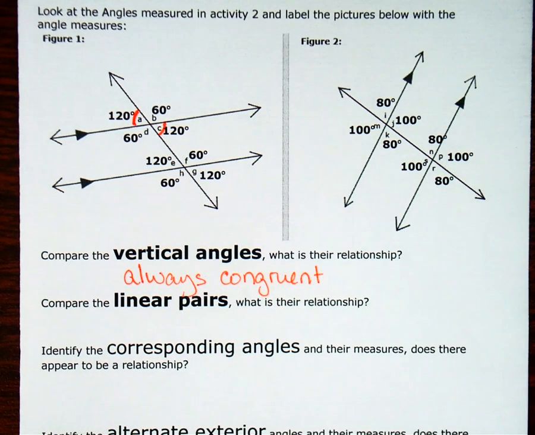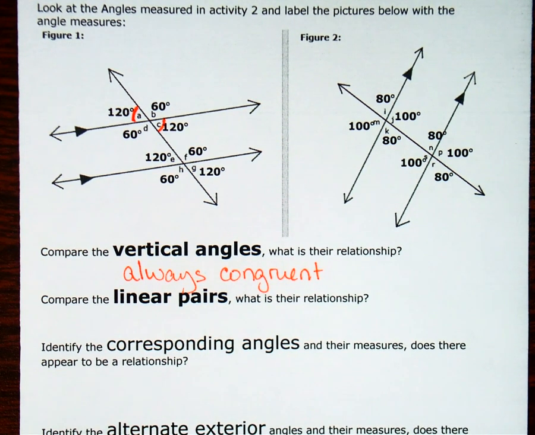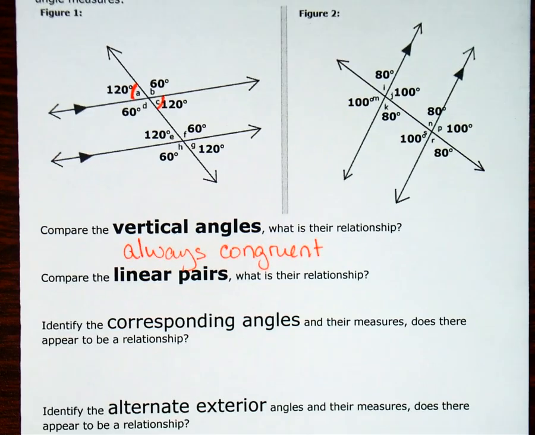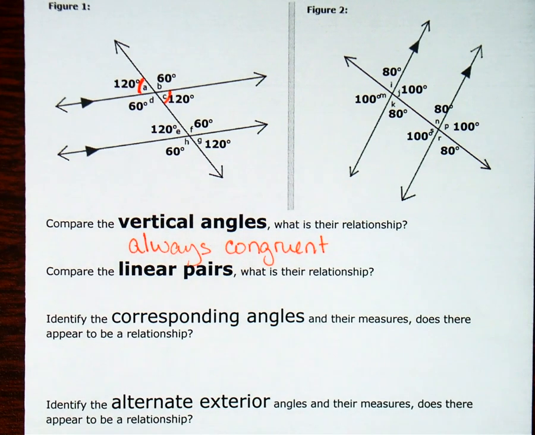Which again, remember, just means they always have the same value. They always have the same measure, equal measurements. Congruent means equal measurements. Okay?